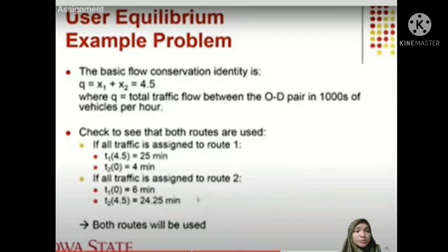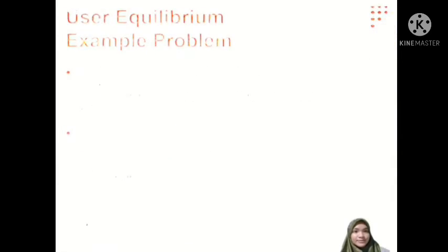So, route 2 will be utilized. Similarly, if we assign all the traffic to route 2 naman, kung saan ito ay mayroong 24.5 minutes travel time, the traveler would easily switch to route 1 because it has a 6 minutes travel time. And from that, masasabi natin ang dalawang ruta ay nagamit, or both routes are ultimately utilized.